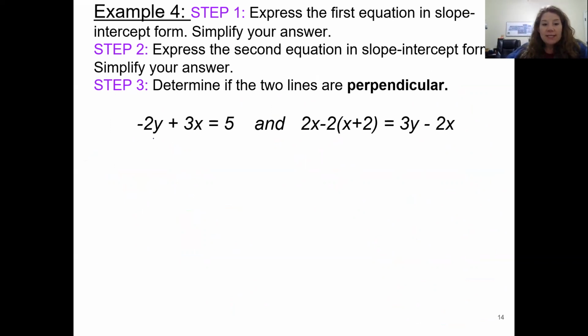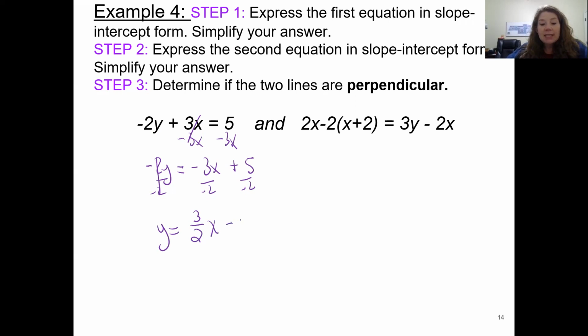All right, so if we want this in slope-intercept form, we're going to subtract 3x from both sides. We're going to bring down 2y. Negative 2y is equal to negative 3x plus 5. And then we divide every single term by negative 2. So a negative divided by negative is positive 3/2 x. And then a positive divided by negative is minus 5 over 2.